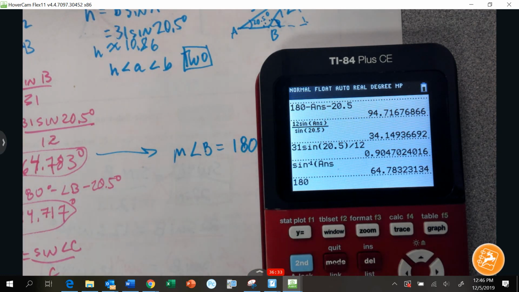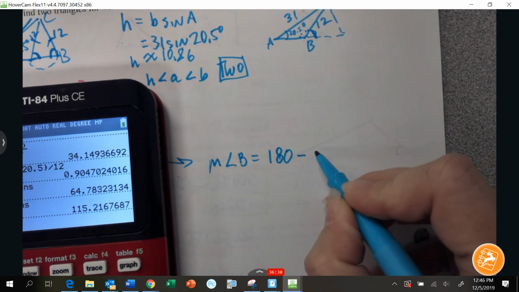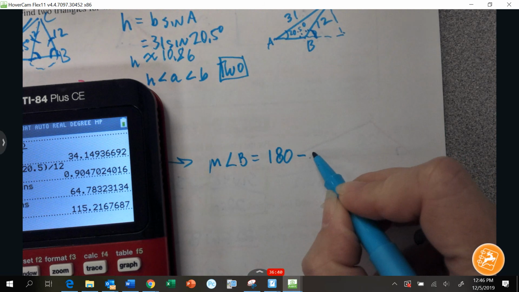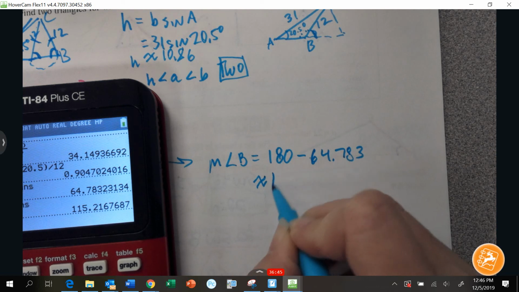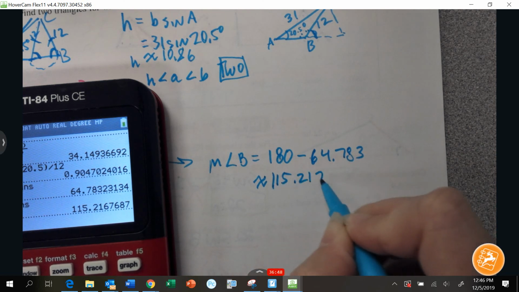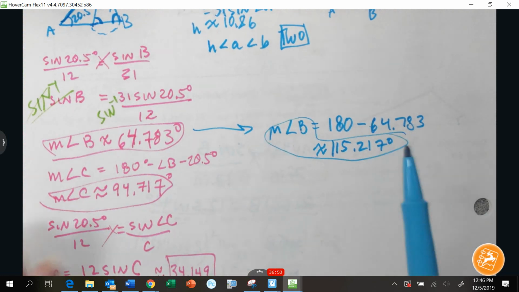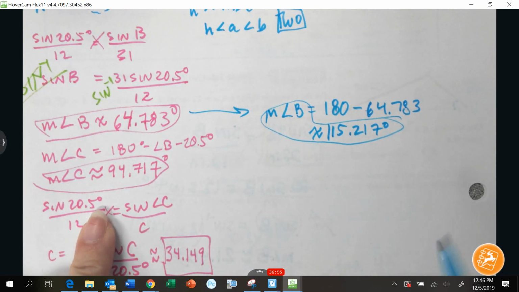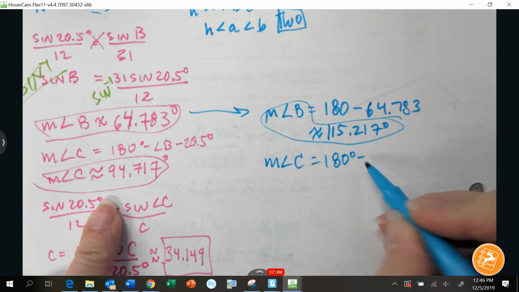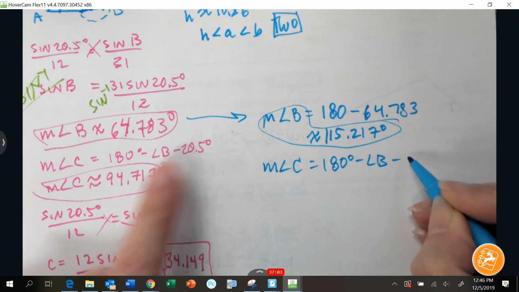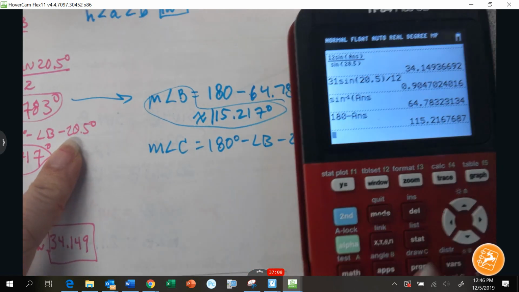So I'm going to take 180. I'm going to subtract off that answer, and I get 115.217 degrees. Okay, so once I have the measurement of angle B, I'm going to follow all these same steps. So angle C now, I'm just going to take 180, subtract off this angle B, subtract off 20.5. It's just two problems for the price of one.